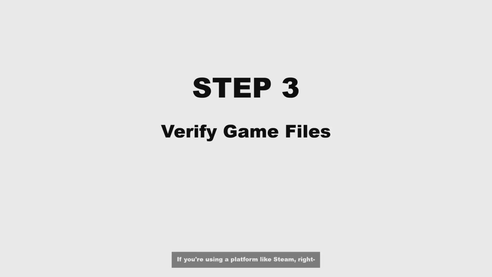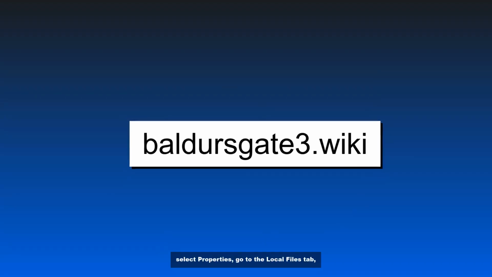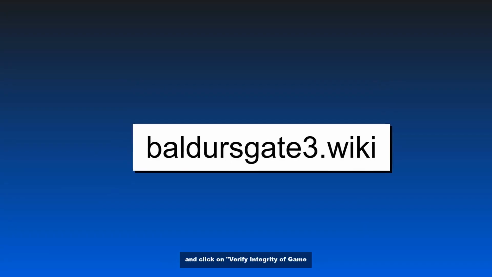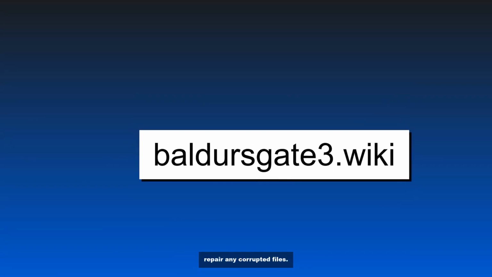Step 3. Verify game files. If you're using a platform like Steam, right-click on Baldur's Gate 3 in the library, select Properties, go to the Local Files tab, and click on Verify Integrity of Game Files. This process will check for and repair any corrupted files.